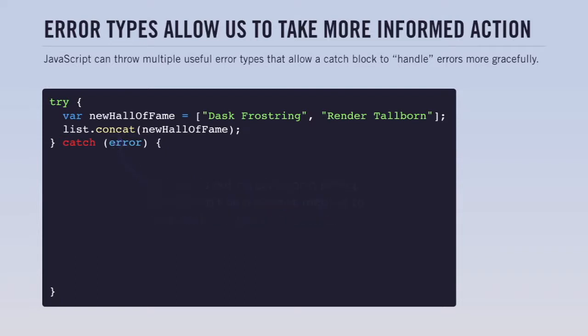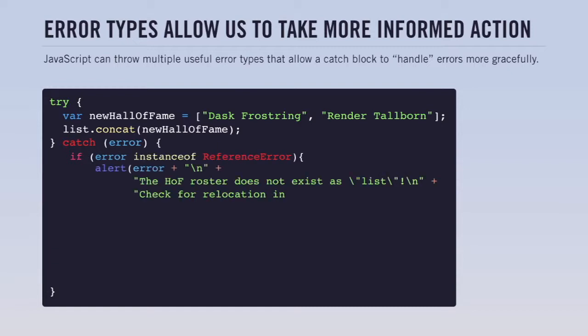So say one of those errors actually occurred. Well, we need to plan for it inside of our catch block, which will get the error after the try block has thrown the error to it. So if the error that got thrown happens to be an instance of a reference error, then we'll alert a message that says, first the error, and then we'll say, the Hall of Fame roster does not exist as a list.